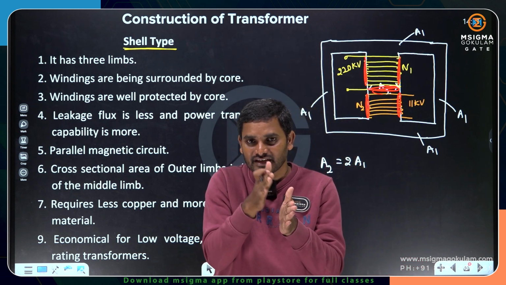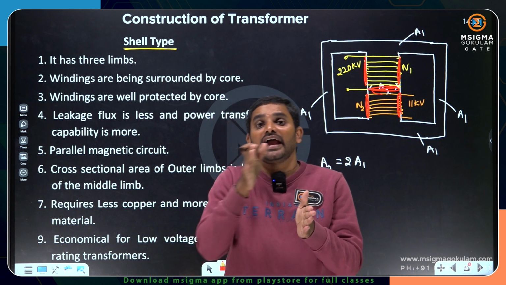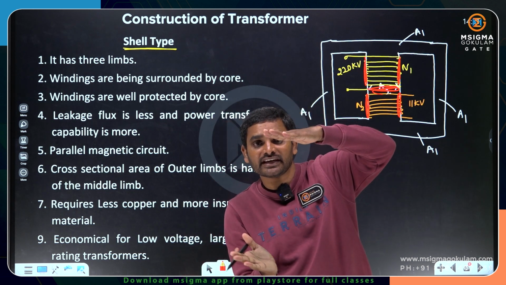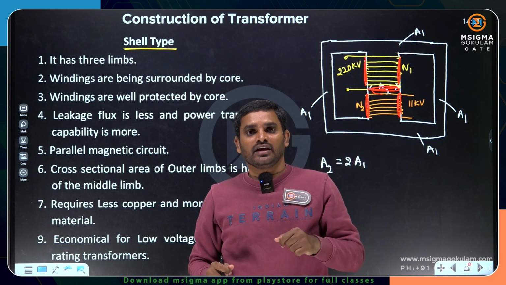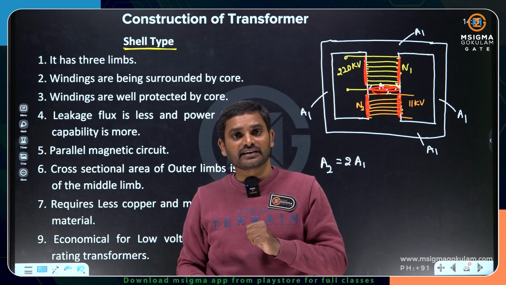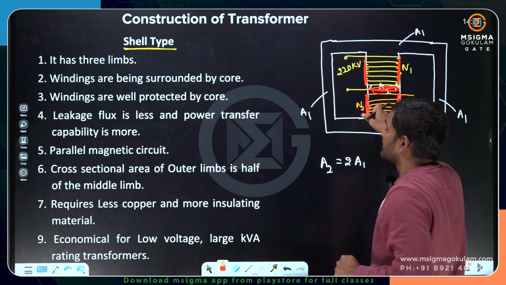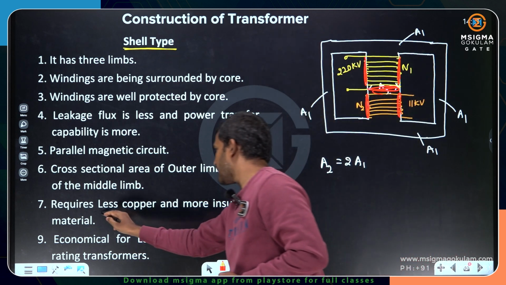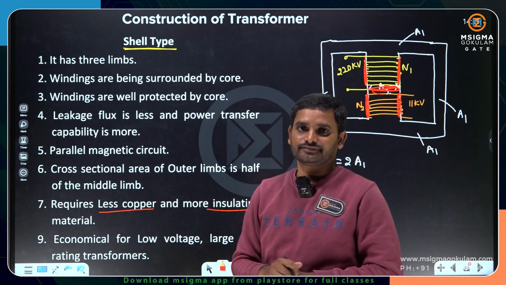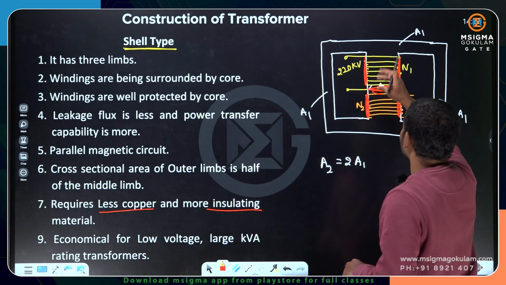The potential difference between high voltage winding and the core, the potential difference between low voltage winding and the core, and the potential difference between high voltage winding and low voltage winding. Three different thicknesses you will get. So here the insulation requirement is going to be more. That is, less copper and more insulation requirement, as you are keeping different thicknesses of insulation.